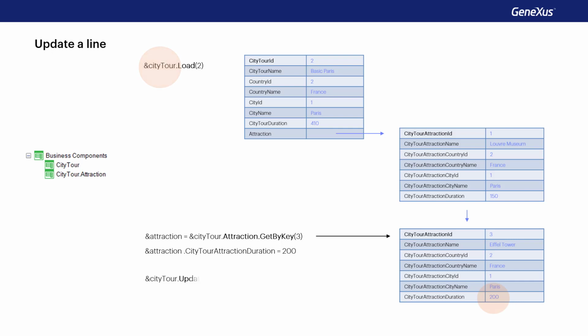This has to be impacted in the database, and for this purpose, we perform the business component update operation. Note that, as a consequence, not only is the record corresponding to that line updated in the database, but the city tour variable is also updated, and the city tour duration element corresponding to a formula in the transaction header that added up the visiting times of the lines is also refreshed in the variable.